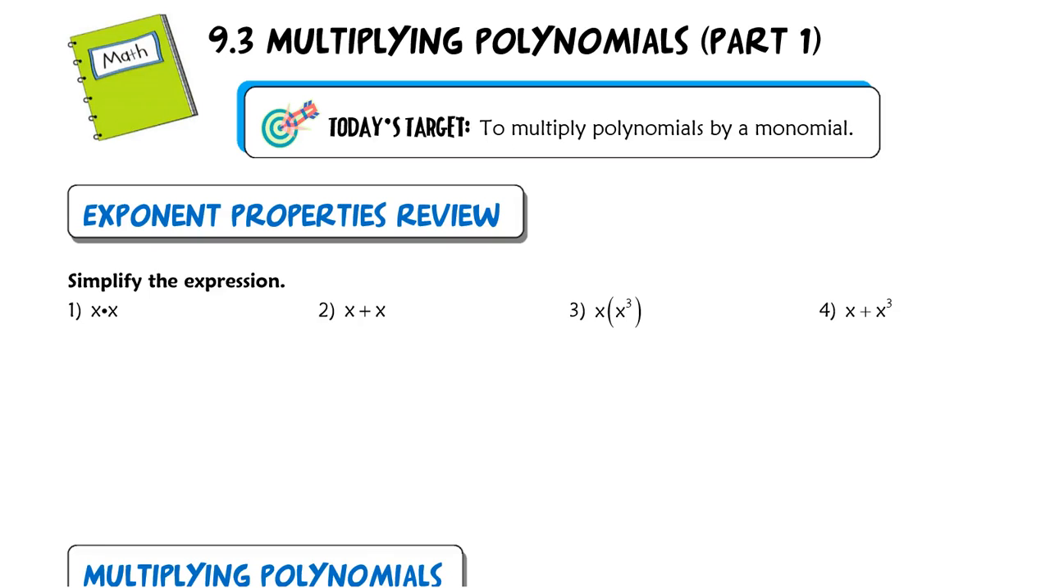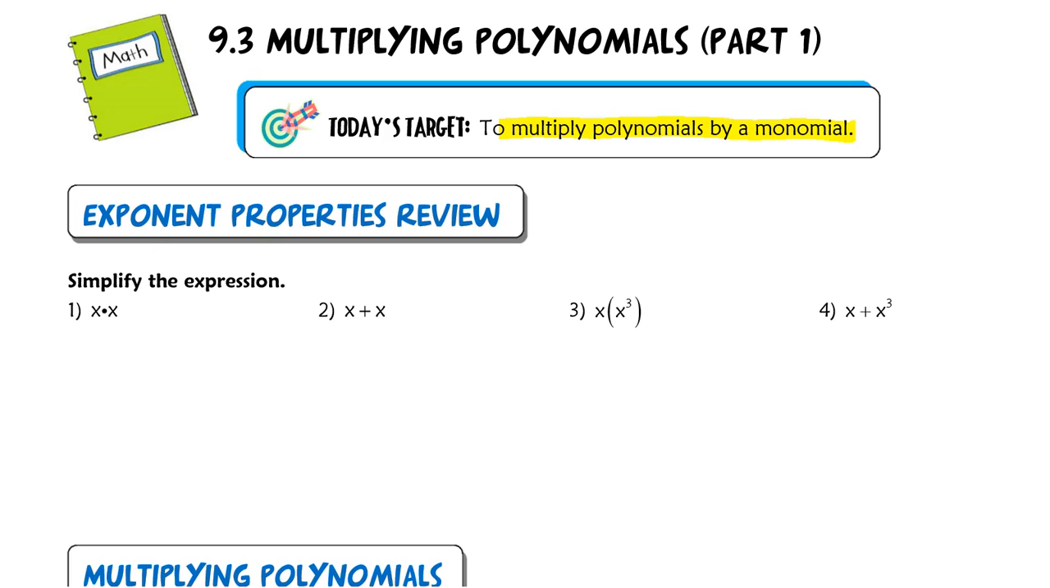All right, this lesson is for section 9.3, multiplying polynomials. So this is part 1. Today our target is going to be to multiply polynomials by a monomial. Tomorrow we're going to do something a little bit different. Now I want to start off with just reviewing some exponent properties.